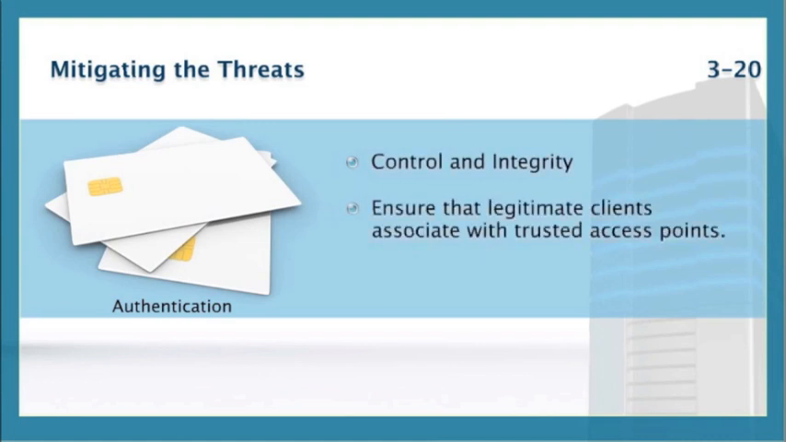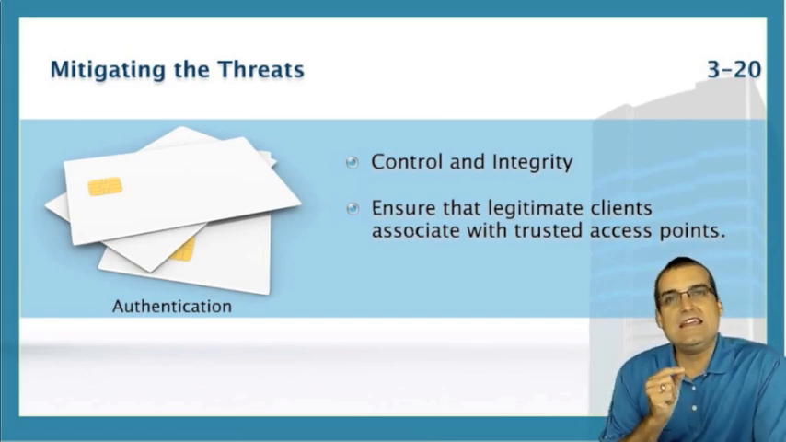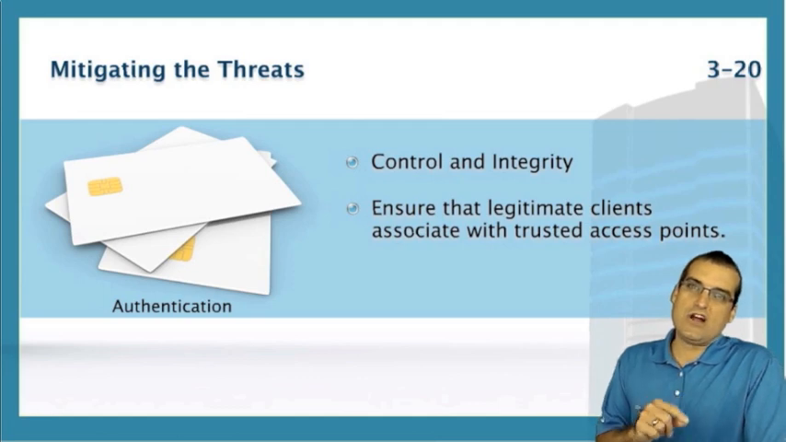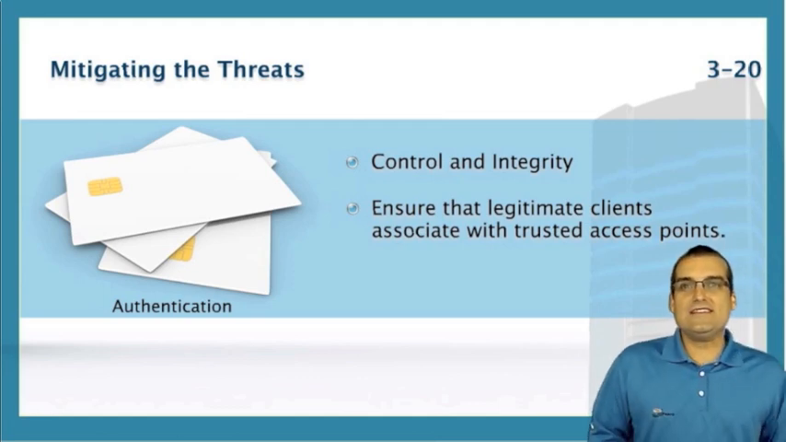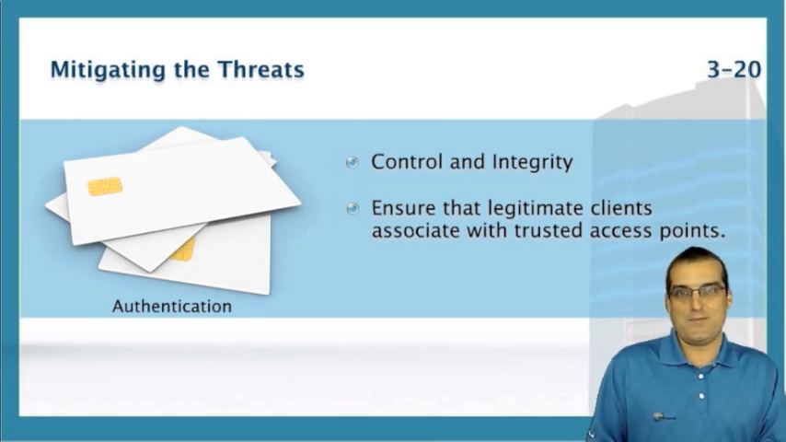So we want to make sure that our wireless LAN infrastructure is secure. We do this by attacking security from three main approaches. We want to make sure there's great integrity in the infrastructure. Integrity, when we talk data security, means ensuring that the data is not tampered with.